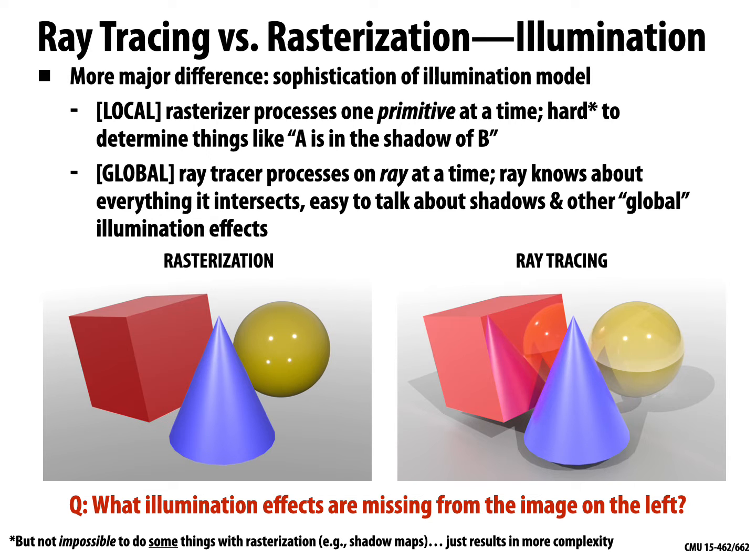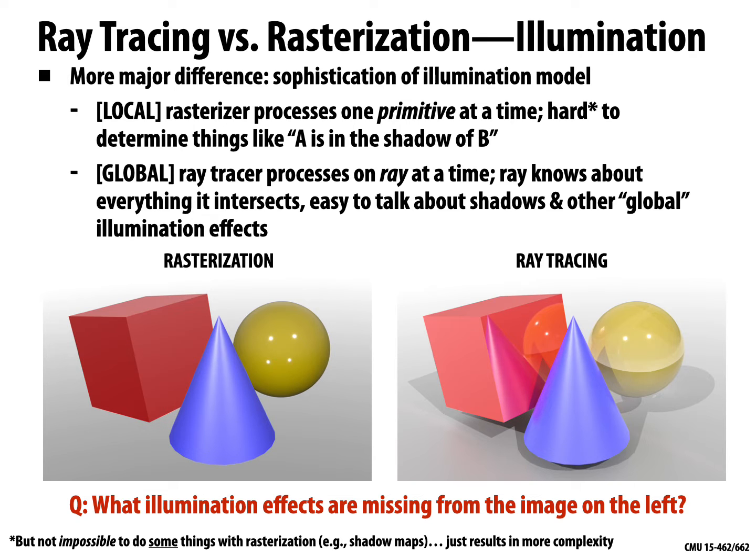For one thing, there are no shadows in the image on the left. And that makes it really hard to determine, for instance, how far above the plane these objects are. There are no reflections in the image on the left, which makes it difficult to appreciate, for instance, how close the cone is to the box. There's no refraction, there's no transparency on the left. So on the left, we have no sense that this sphere might be made out of glass.